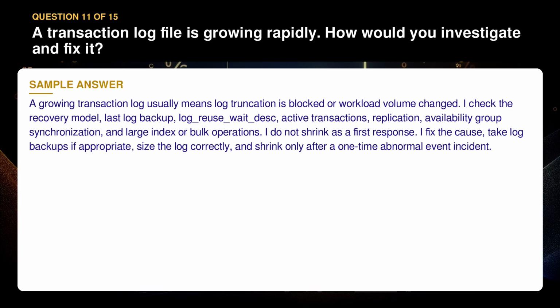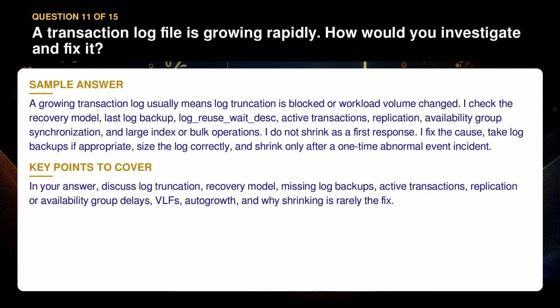A growing transaction log usually means log truncation is blocked or workload volume changed. I check the recovery model, last log backup, log reuse wait, active transactions, replication, availability group synchronization, and large index or bulk operations. I do not shrink as a first response. I fix the cause, take log backups if appropriate, size the log correctly, and shrink only after a one-time abnormal event. In your answer, discuss log truncation, recovery model, missing log backups, active transactions, replication or availability group delays, VLFs, autogrowth, and why shrinking is rarely the fix.